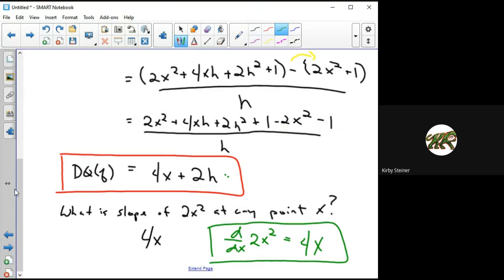So as a review, we looked at the average rate of change of a function geometrically and algebraically. Then we looked at the difference quotient and peeked into one concept of calculus, which is the derivative, using the difference quotient.